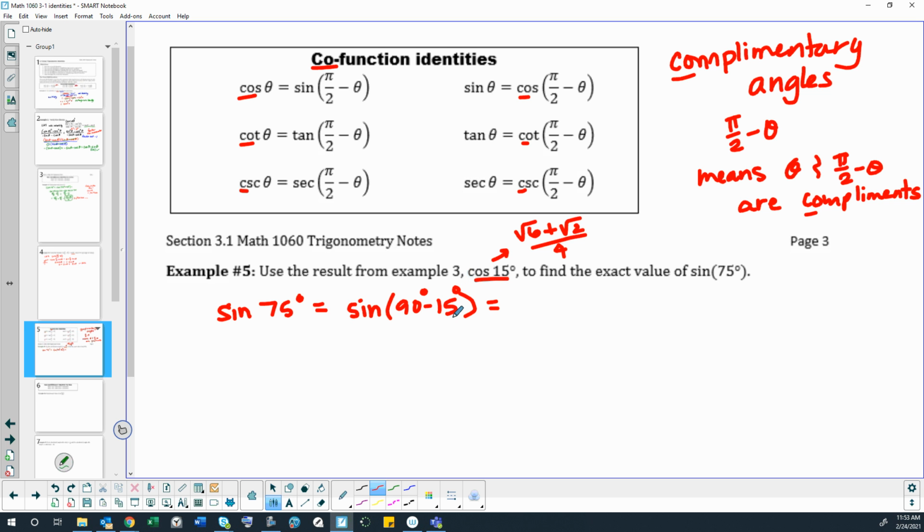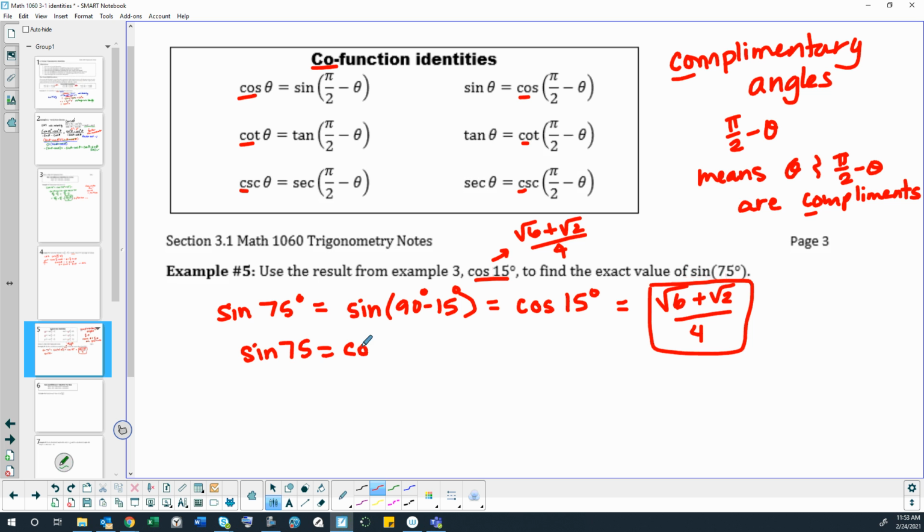And if it's the sine of 90 minus 15 degrees, then we can use a cofunction identity. And that means that would just be the same as the cosine of 15 degrees, because 15 and 75 are complements. So guess what the answer is? It's exactly the same answer we found in example 3. We're done. Sine of 75 equals cosine of 15, because 75 plus 15 equal 90, right?